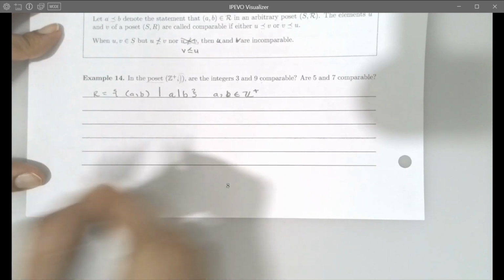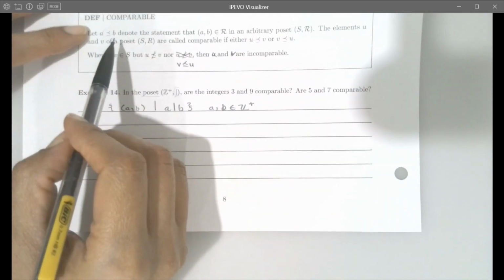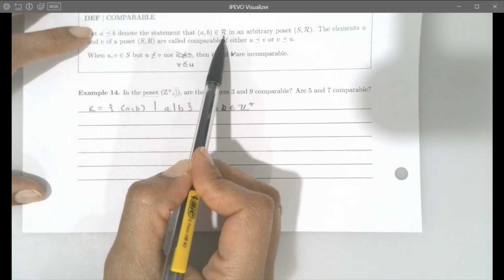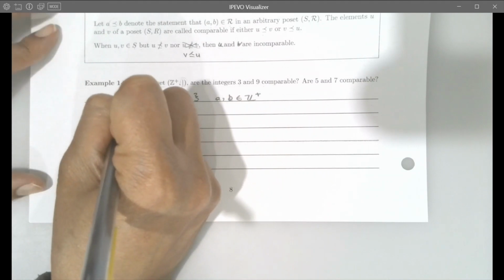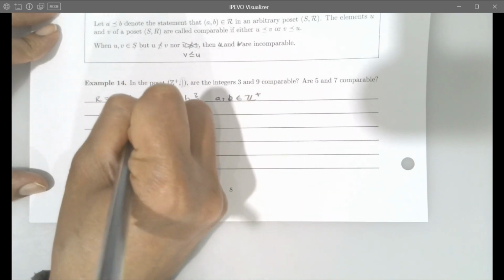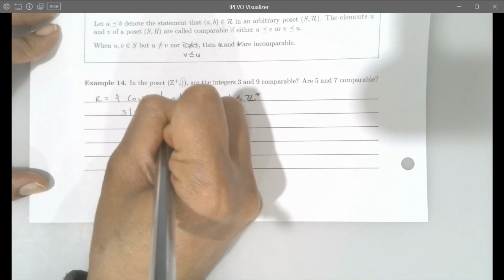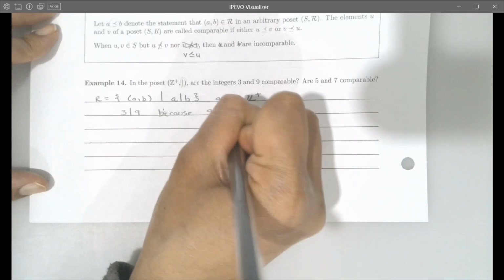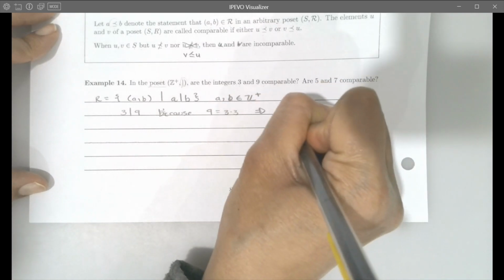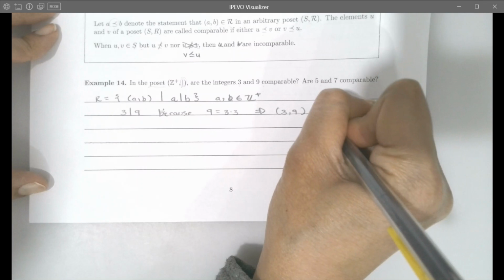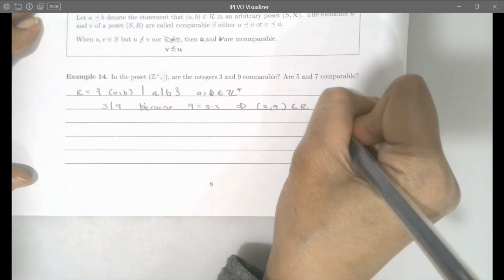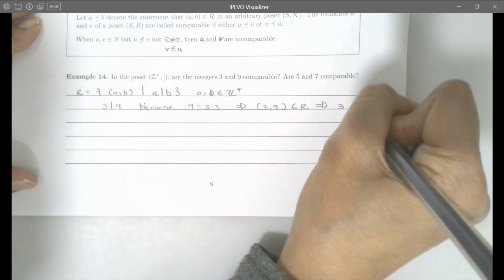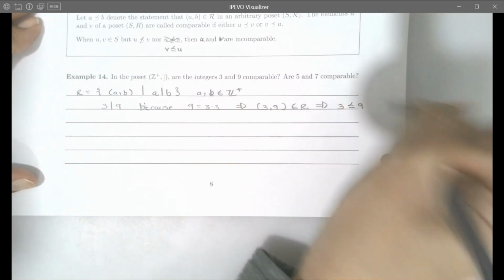If we look at the definition here, they're going to be comparable if (A, B) is part of the relation. So in terms of 3 and 9, 3 divides 9 because 9 is 3 times 3. So that means that (3, 9) is part of the relation. And so what that means is that 3 is comparable to 9. Specifically, 3 precedes 9.